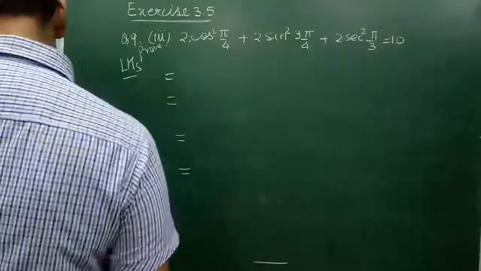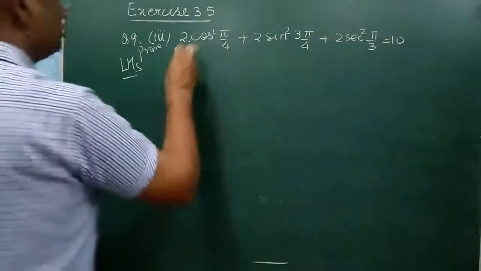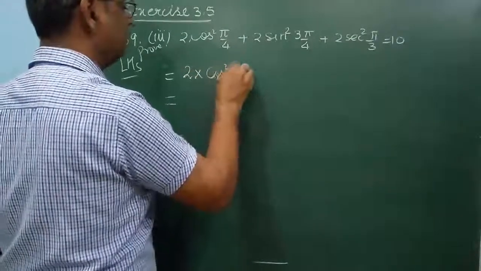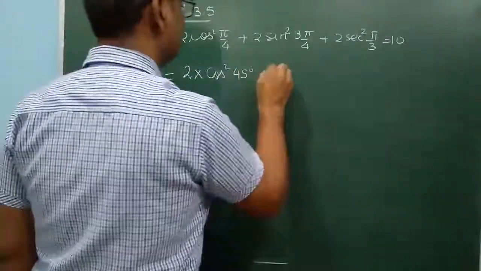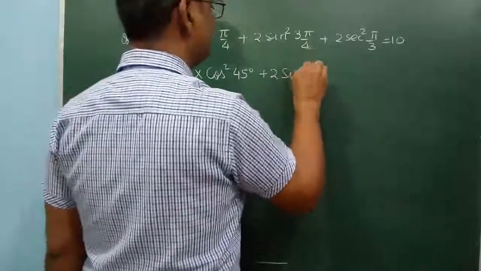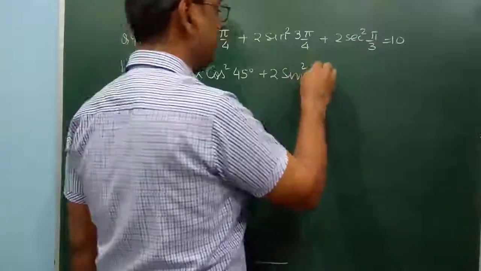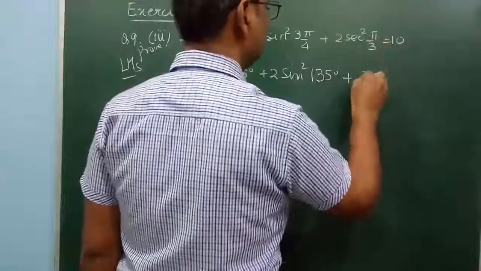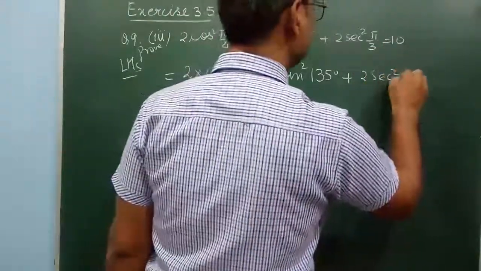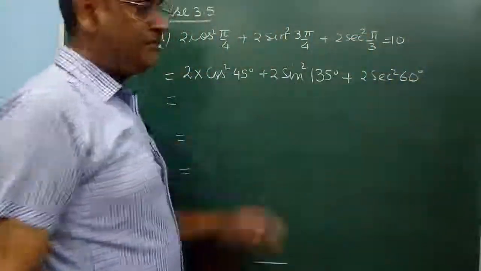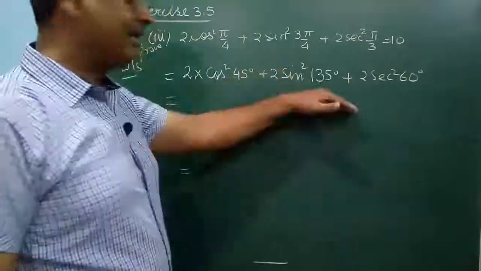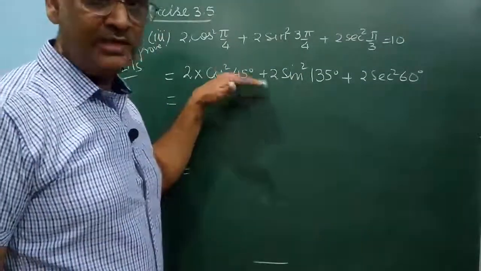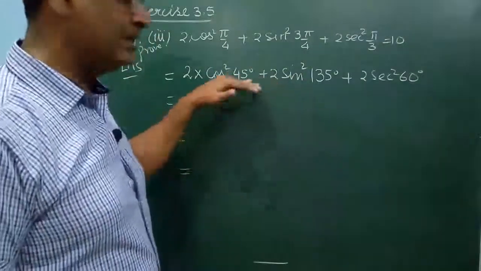Now see what we can do here. 2 cos square pi by 4 means cos square 45 degree plus 2 sin square 3 pi by 4. Pi by 4 is 45, so this is 135 degree, plus 2 sec square 60 degree. You can put the values directly. There is no need to write like this. This is just to make you understand and to find the angle accurately. That's why I am writing like this in numbers form.